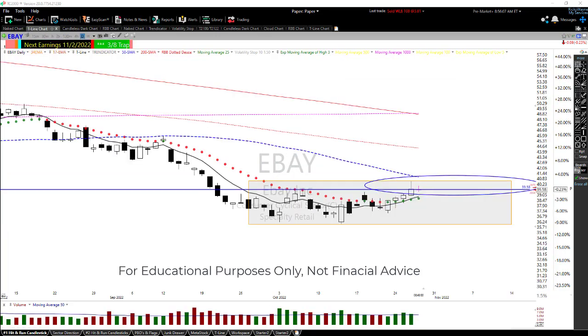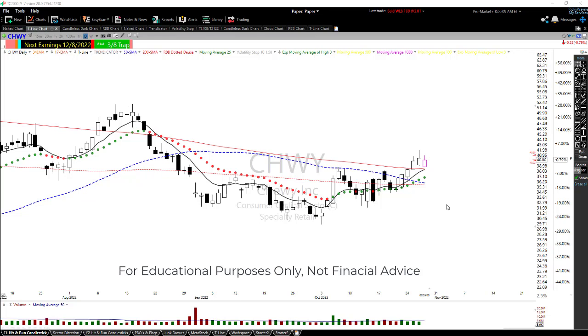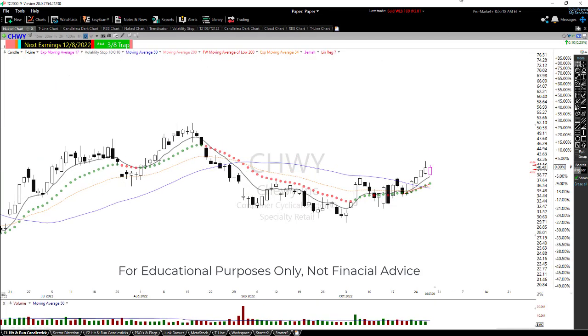All right, let's go look at a few charts here. Chewy's setting up 3/8 trap. Everything's kind of working right now. I'm going to go to this chart right here. Everything's kind of working the way we like to see a chart. We've got a low, high, higher low, higher high, a breakout.